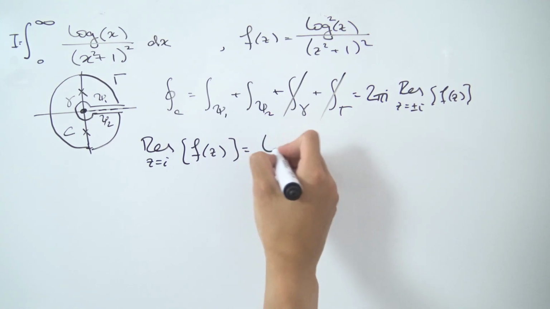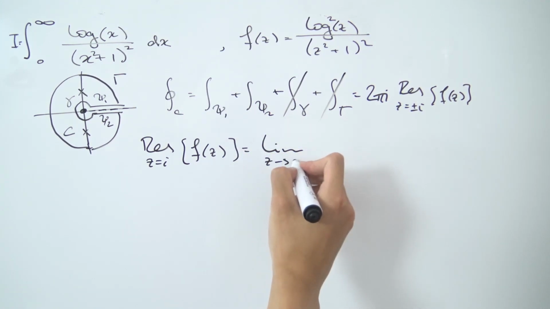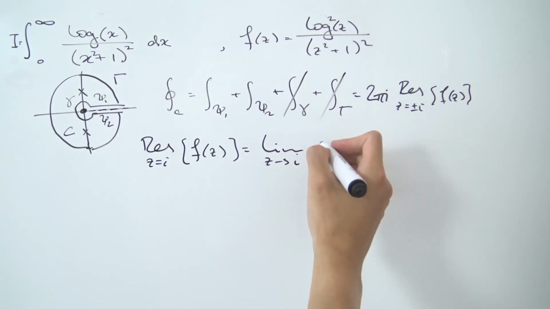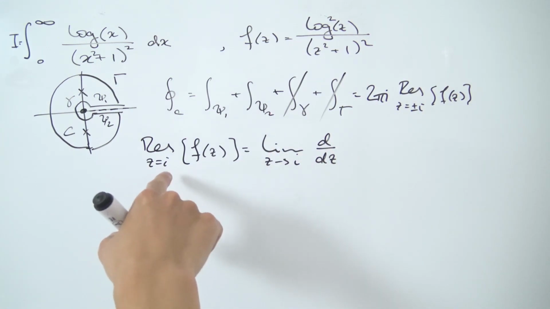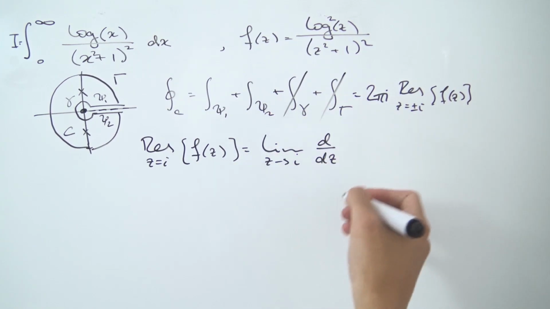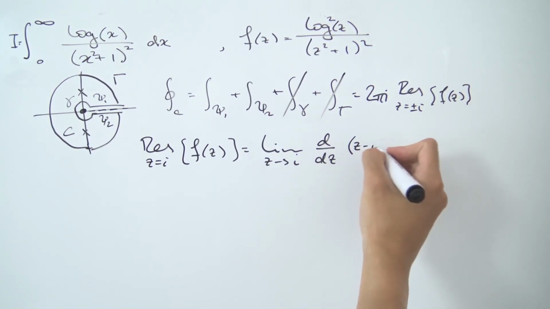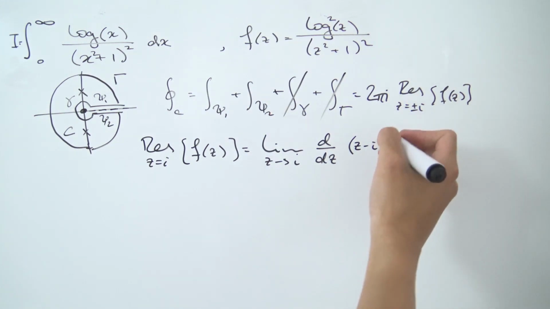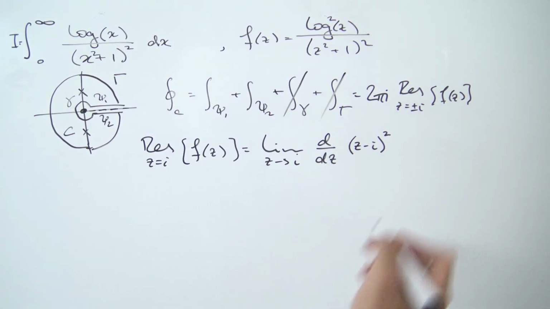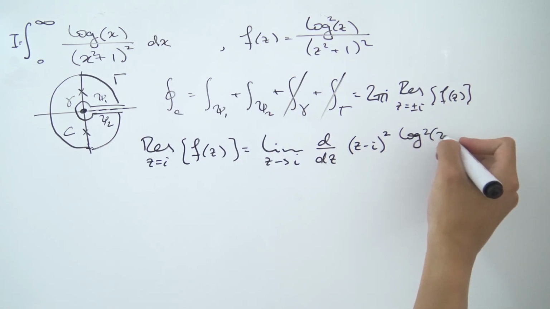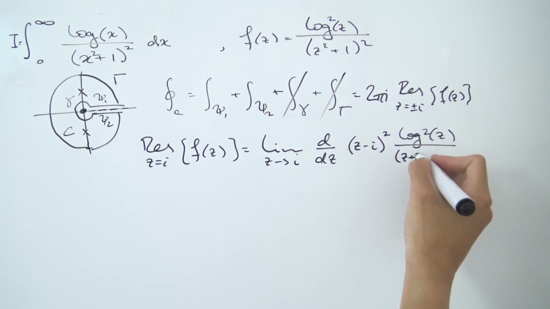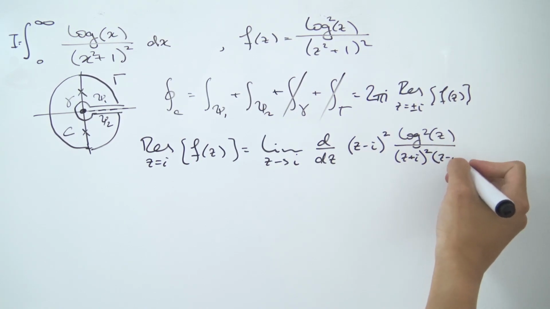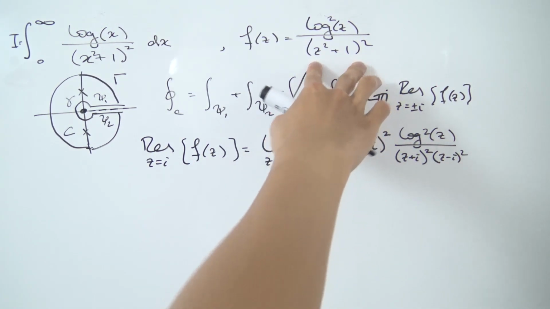Then we take the limit as z approaches the pole, which is i. Then we take the first derivative, so in general it's n minus 1, where n in this case is 2, so 2 minus 1 is 1. So it's the first derivative of z minus the pole raised to the order of the pole, which in this case is 2, times your function, which is log squared of z, divided by, I'm going to write this as (z plus i) squared times (z minus i) squared. So this is how we factor this denominator.